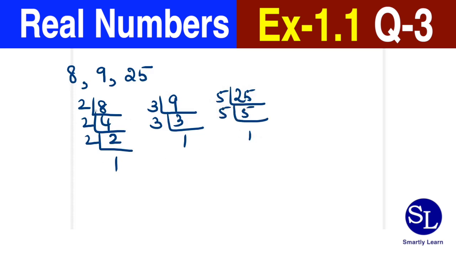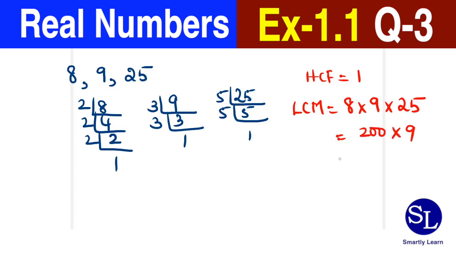You see that among 8, 9 and 25 there are no common factors. So the HCF of these numbers is equal to 1. So we know that if the HCF of these numbers is 1, then the LCM is going to be the product of the three numbers. So it is 8 into 9 into 25. 8 into 25 is 200. 200 into 9 is going to be equal to 1800. So the product of the three numbers is the LCM. So that is 1800. The HCF is 1.